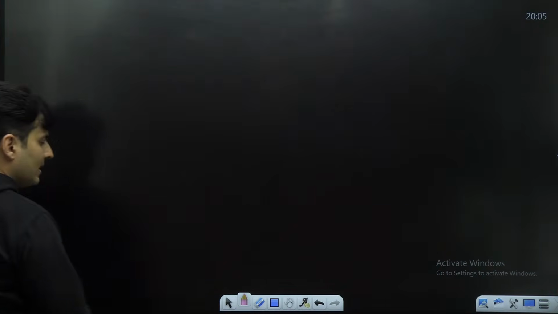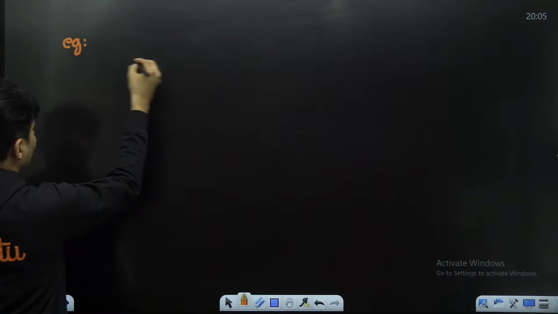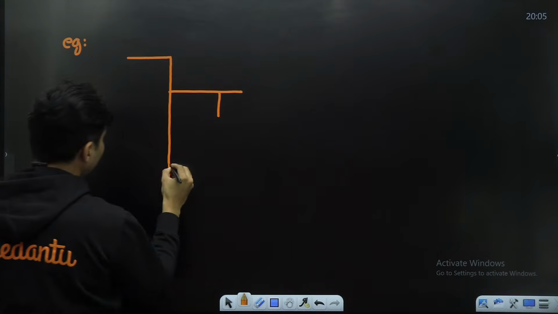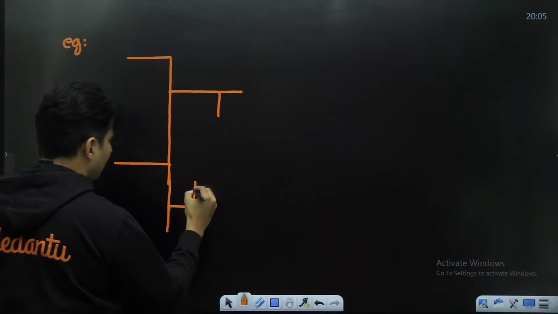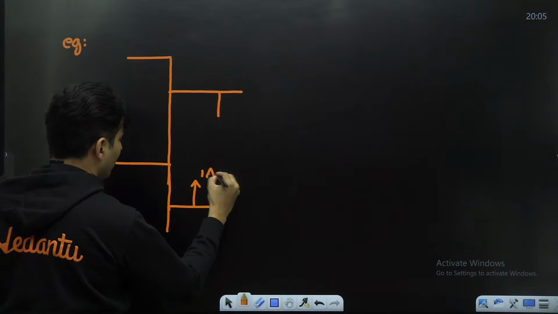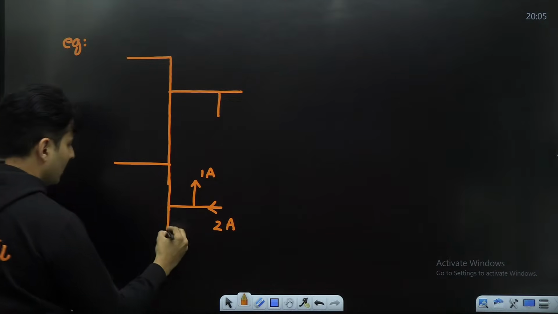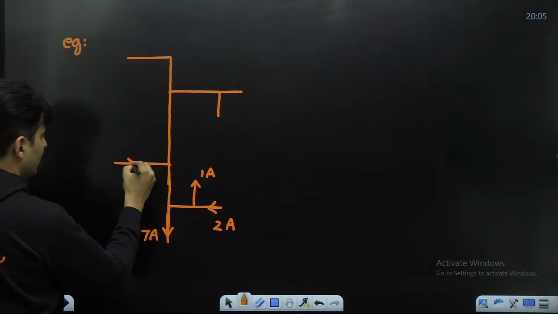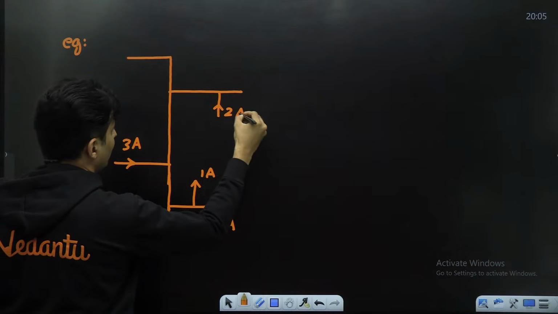A lot of other examples are there. Sometimes in JEE, they have asked these kind of nice questions like this. Something like this maybe. And then they give things like, this is 1 ampere, this is, let's say, 2 amperes, let's say this is 7 amperes, let's say this is 3 amperes, let's say this is 2 amperes.